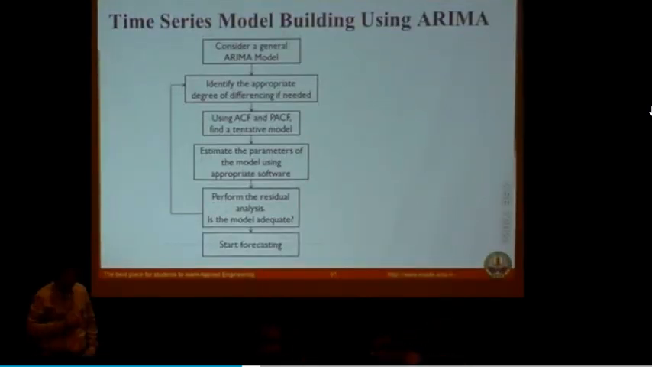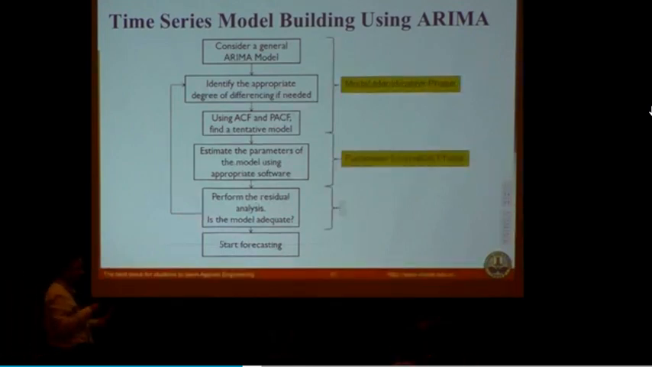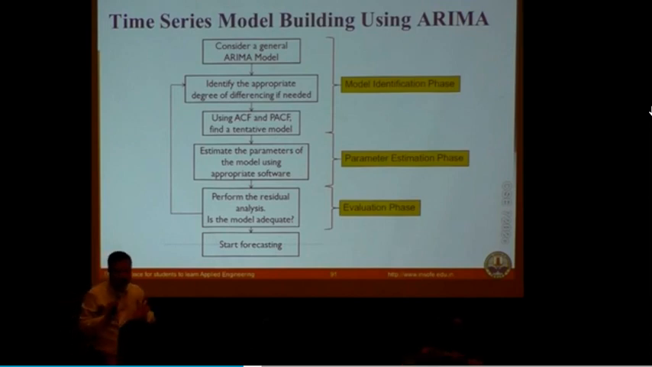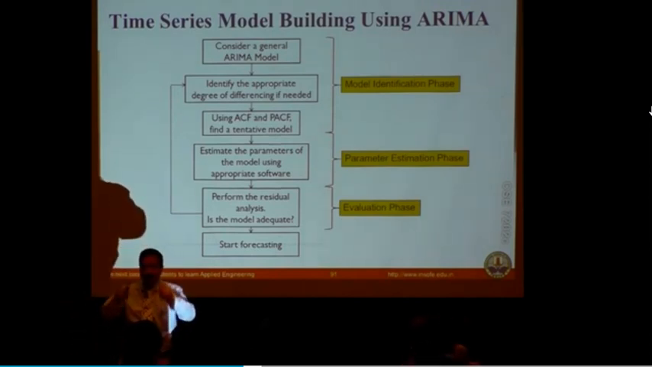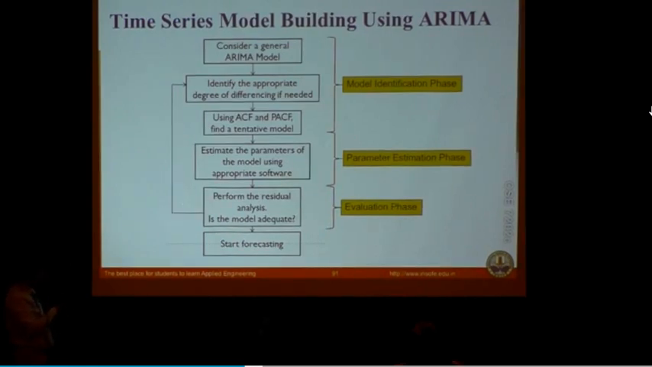multiple types of models. So just to summarize the ARIMA model process: first, consider a general ARIMA model just by looking at ACF, PACF, what will be the initial model, and then keep updating that on the different data. So there is a model identification phase, parameter estimation phase, and finally the residual evaluation phase. If the residuals look good, start forecasting, and we will do that.